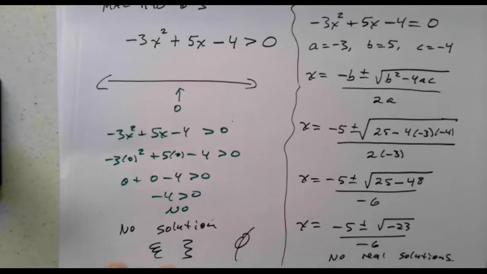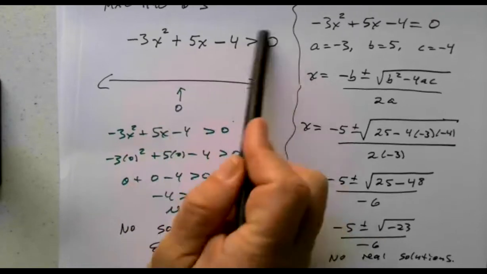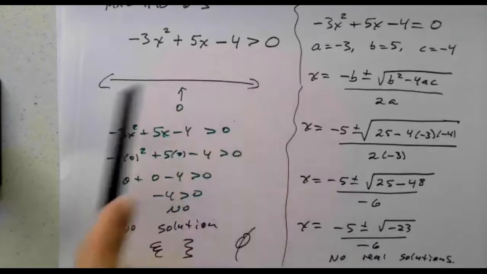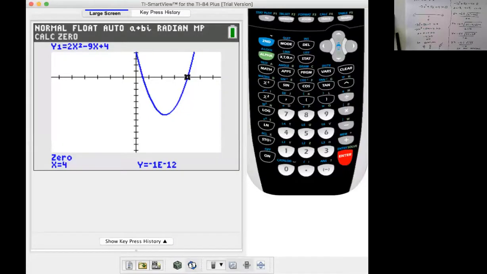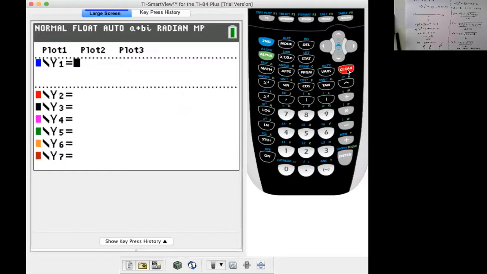Now, let's look at the graphing calculator on this one to see if there is a way for us to convince ourselves that this is reasonable. So we want to see, where is this function greater than 0? This parabola, where is it greater than 0? That's what we want to know. So let me go ahead and type it in. Negative is this button here, 3x squared plus 5x minus 4. Where is that bigger than 0? That's what our question asks.